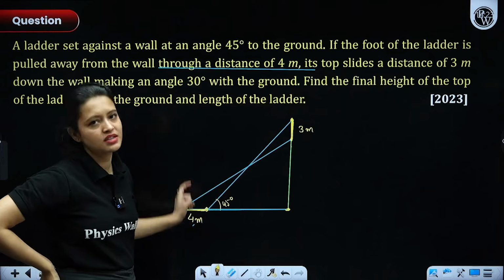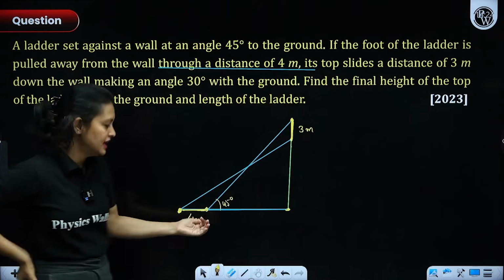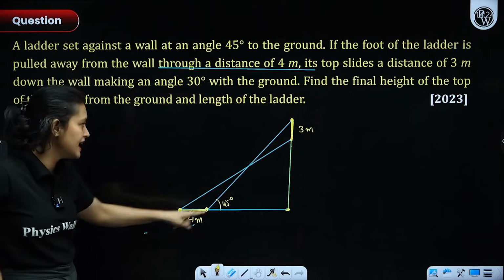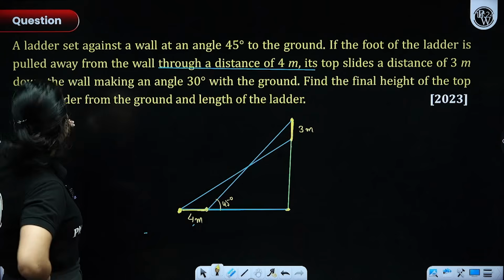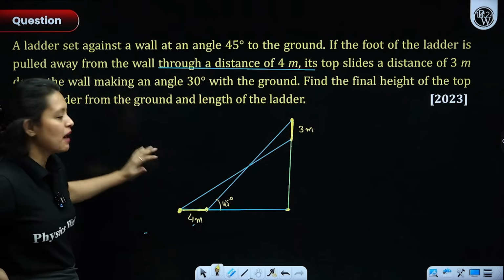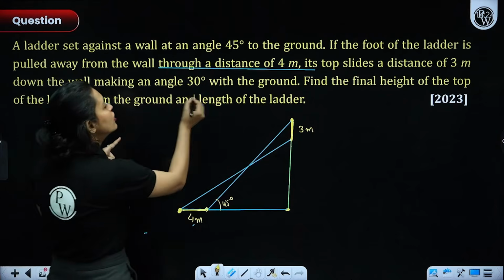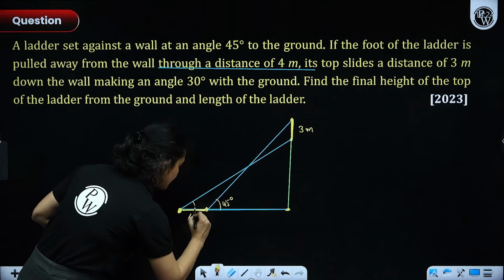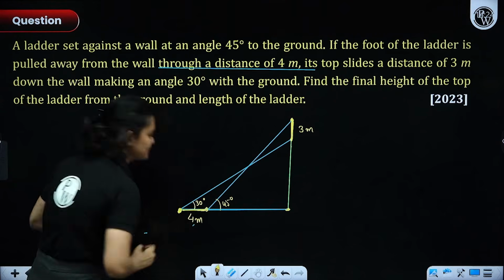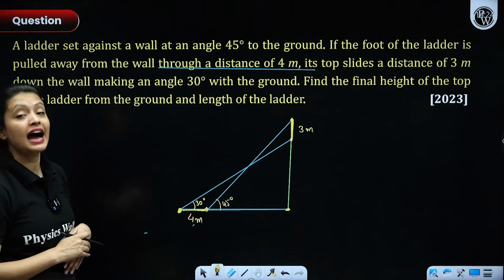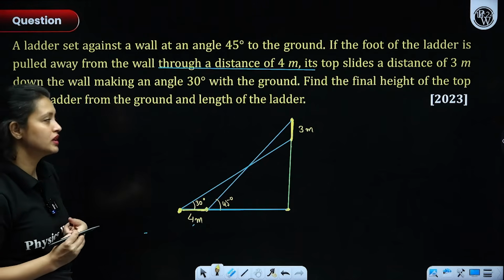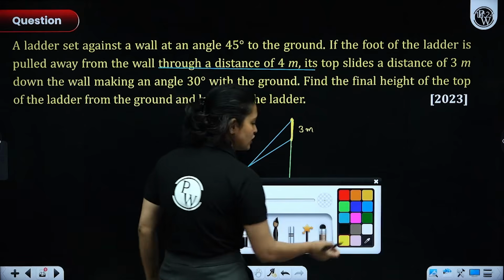That's it. This was the important part, to understand what is what. Okay? Foot wala distance ye hai. Slide down the wall, this is the distance. Okay? Now, once that happens, the ladder is making an angle of 30 degrees with the ground. This angle is given as 30 degrees. What do we have to find? We have to find the final height of the top of the ladder from the ground. So, the final height of the top of the ladder.